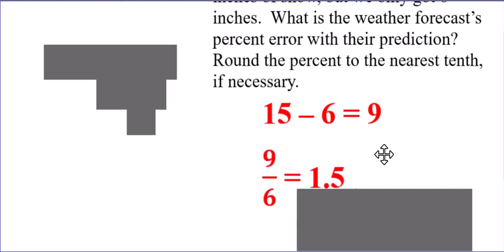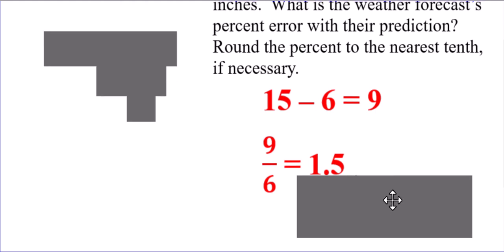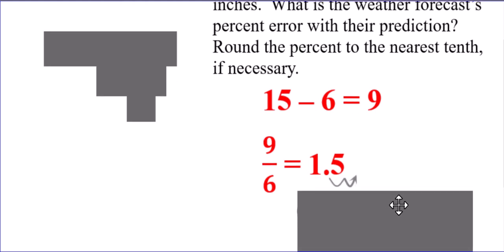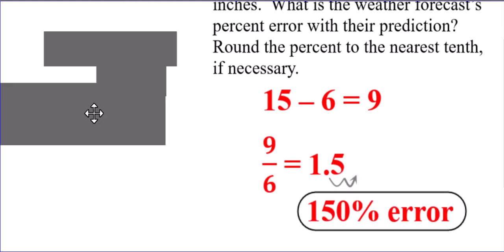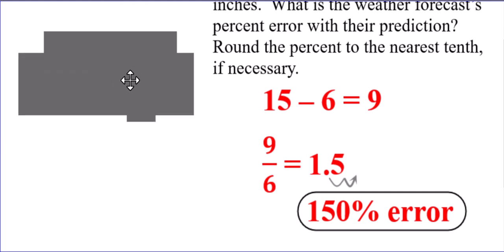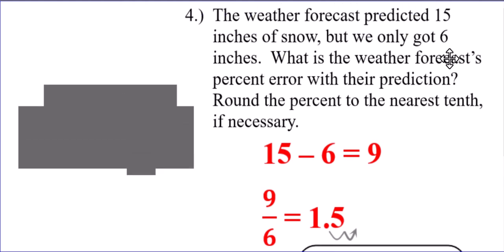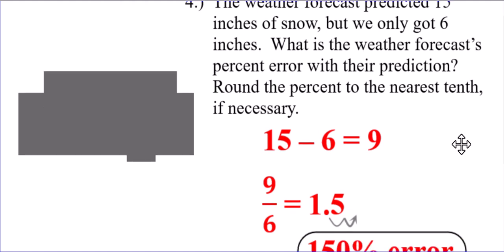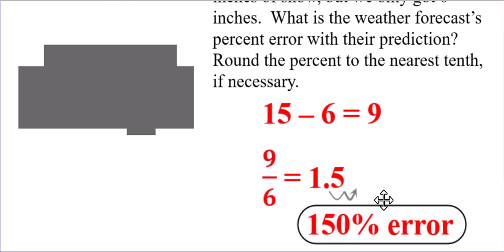Don't you dare say that is the percent. We haven't yet taken this times 100 or moved it 2 places to the right to get to the hundredths place value, because percent means out of 100. This is going to be 150% error. Yes, that's a huge percentage of error, but yeah, they were way off. They predicted 15 inches of snow, we only got 6. When you're way off like that, you're going to have a big percent of error.